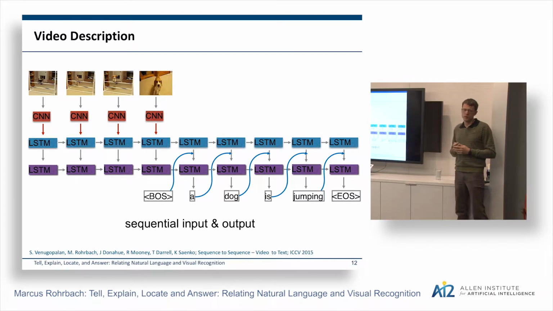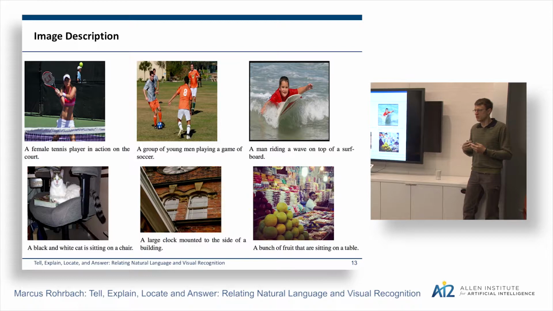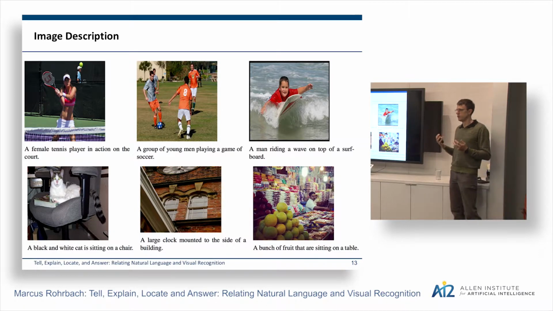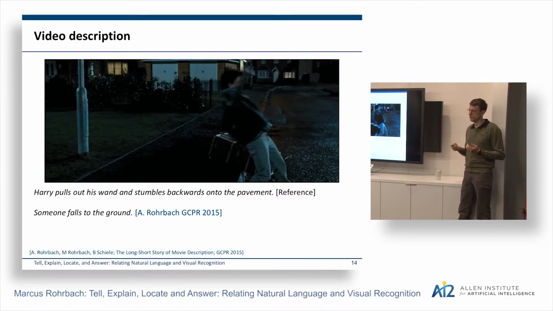So as most of you have probably seen, this image description was a huge hype last year, and for things which are in the training set, we actually can quite reliably describe images. For example, a female tennis player in action on a court, a group of young men playing a game of soccer. That gets already a bit more difficult if we have movies.